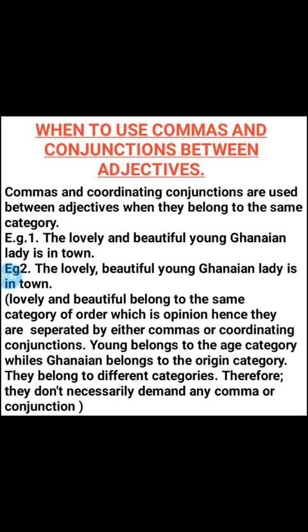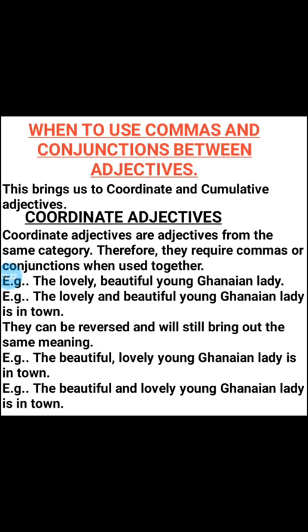But with the rest of the sentence, we can see we have the adjectives young and Ghanaian also describing lady in the same sentence. But we can see they have no conjunction or comma separating them. So this is to tell us that young and Ghanaian belong to different categories of order in adjectives, so they do not demand any conjunction or comma to separate them. So this brings us to coordinate and cumulative adjectives.